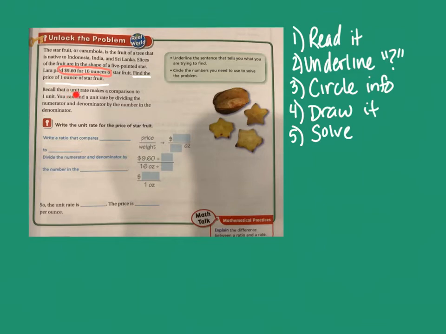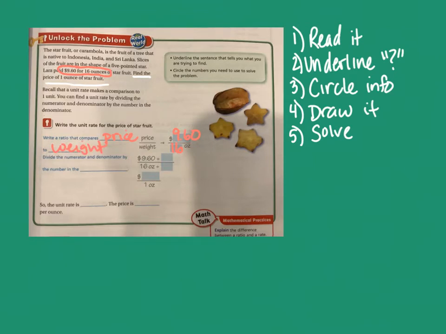So they want us to remember that a unit rate makes a comparison to 1 unit. You can find a unit rate by dividing the numerator and denominator by the number in the denominator. So we have a ratio that compares the price to the weight, and that price is $9.60, and the amount for the $9.60 is 16 ounces. This is the price to the weight.